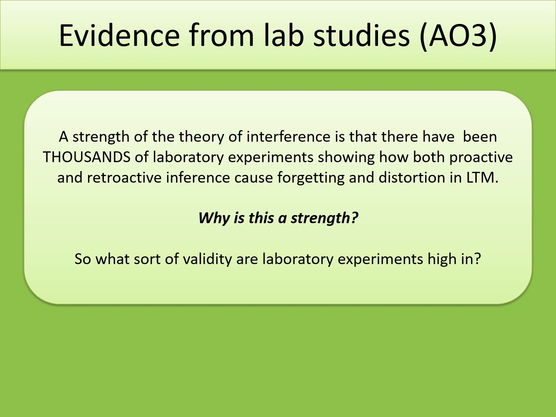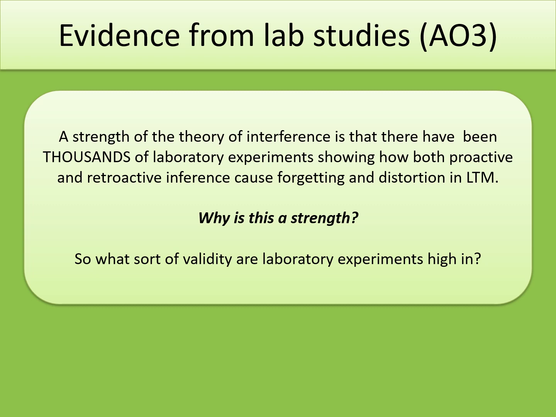Okay, so we're going to look at the evaluation, and remember the evaluation, the AO3, are your strengths and limitations of the theory. So our theory is that some forgetting occurs because of interference. That's our theory. And so the evaluation is saying, is that true, or is it not true? Is there evidence for it? Is there evidence against it? Or is it as simple as that?